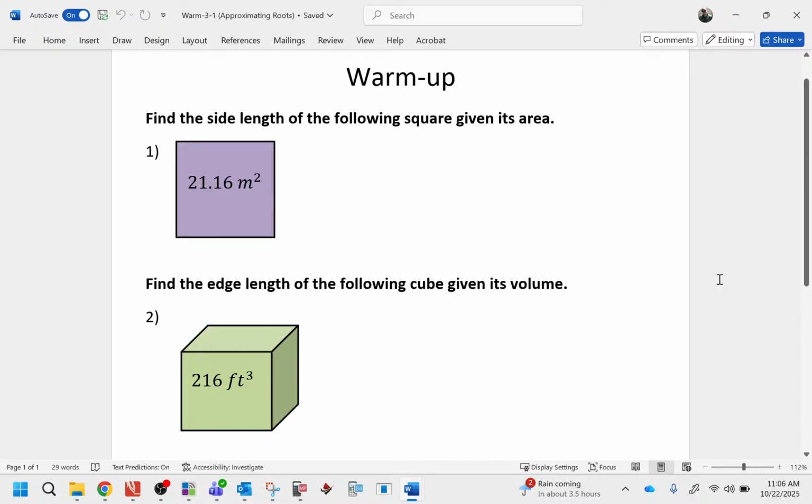Use what we learned yesterday to find the side length of the square and the edge length of this cube. See what you guys can do, and here we go.